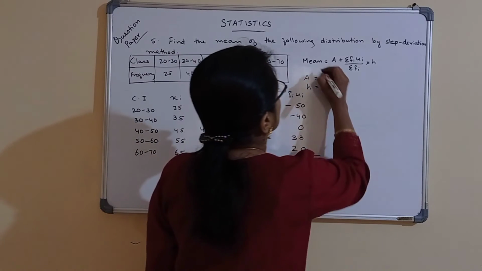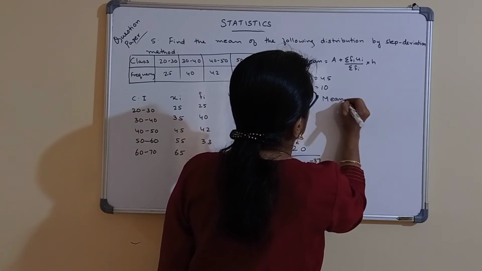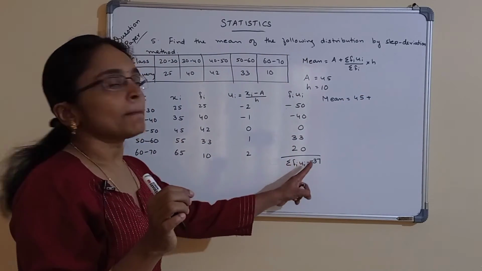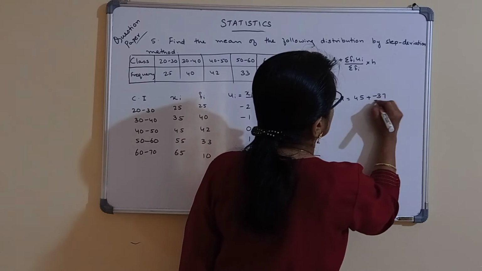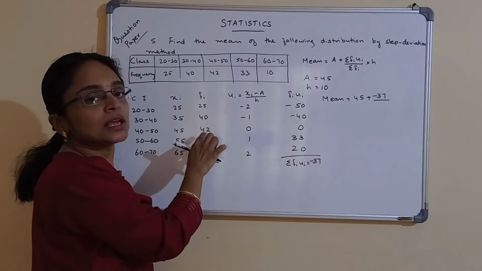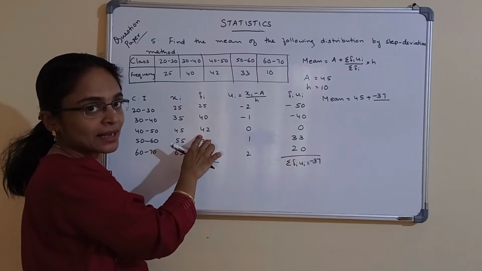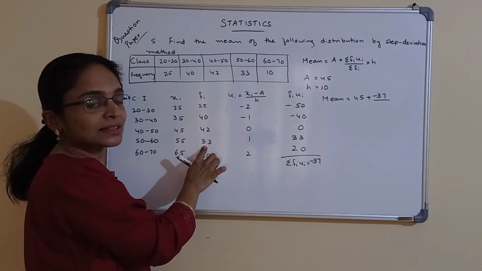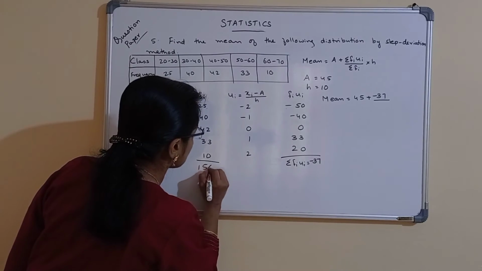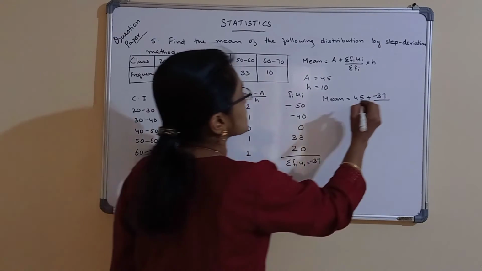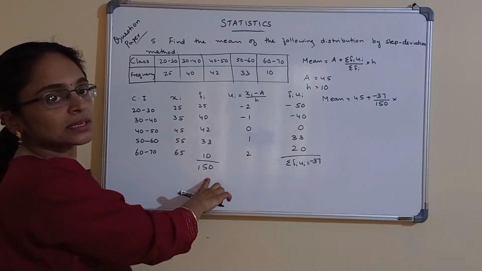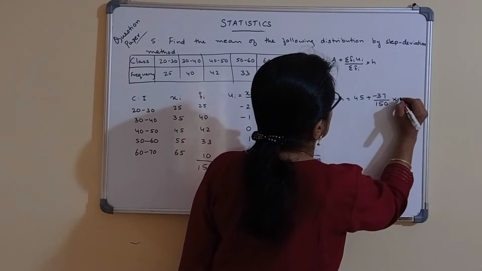Okay. Now we can calculate mean. Mean is equal to a, which is 45, plus sigma fiui, which is minus 37, by sigma Fi. Fi is 25 plus 40 is 65. 65 plus 42 is 107. 107 plus 33 is 140. 140 plus 10 is 150. Now minus 37 by 150, that is sigma Fi is 150, into h is 10.